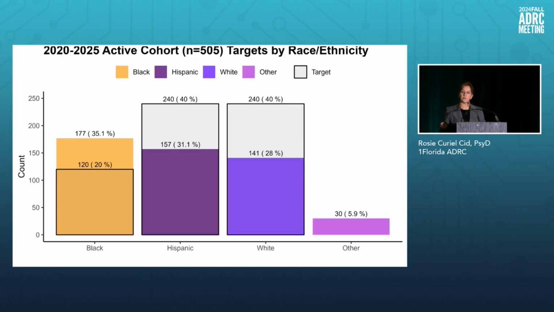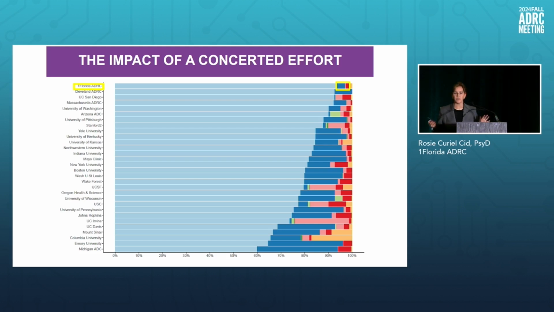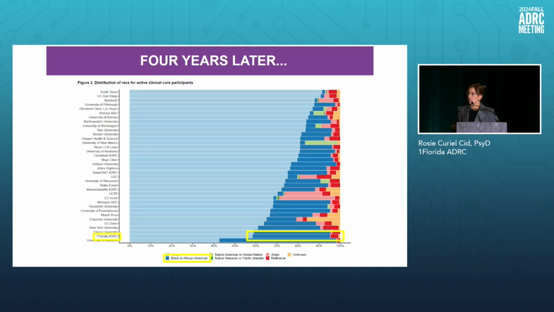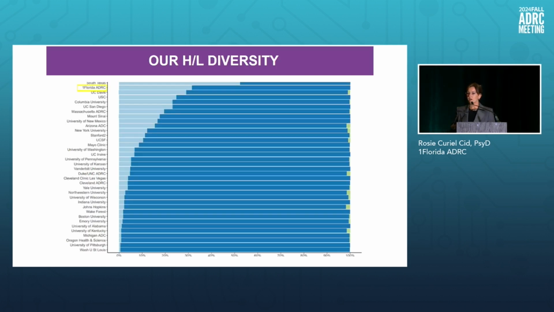And this is just a few months old, but a graph of our active cohorts. As you can see, we exceeded recruitment of our proposed African American individuals, where they now represent 35% of our cohort. And we're well underway of meeting our Hispanic targets by next year. I really want to illustrate the impact of a concerted effort to diversify your cohort. In 2020, the One Florida ADRC was among the least diverse centers in the country when it came to the inclusion of African American older adults. But 4 years later, we're second only to the University of Alabama in terms of our inclusion of African American older adults. Our Hispanic Latino diversity, we're also very proud to be the runner-up for the ADRC with the most Hispanic Latino older adults, to our friends in South Texas.